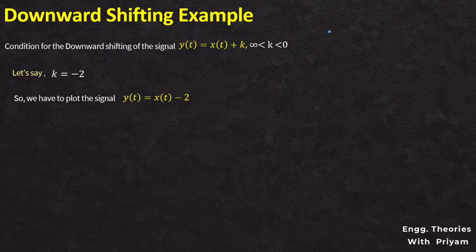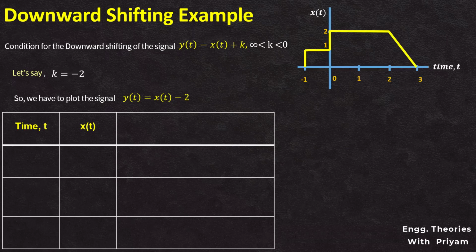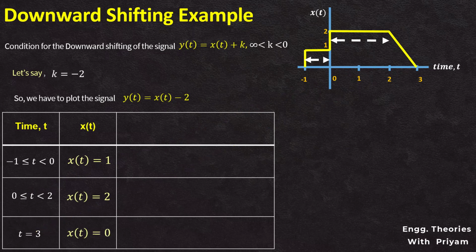Now we will make a table for observing the different values of the signal x(t) at different time instants t. Let's take the signal x(t). For this signal, when the time t is greater than or equal to minus 1 and less than 0, the value of the signal x(t) is equal to 1, and when the time is greater than or equal to 0 and less than 2, the value of the signal x(t) is equal to 2, and when the time t is equal to 3, then the value of the signal x(t) is equal to 0.